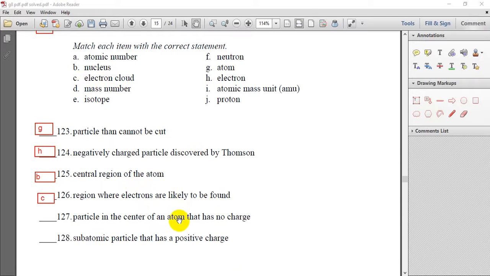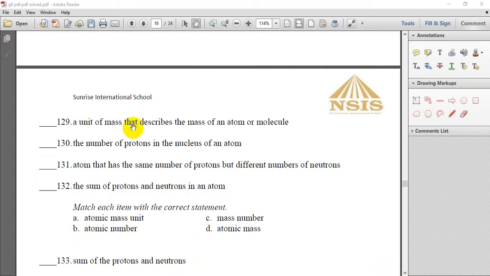Particle in the center of an atom that has no charge. A particle inside the nucleus that doesn't have charge, yes, neutron. Subatomic particle that has a positive charge, something inside the nucleus with a positive charge, yes, proton. G. A unit of mass that describes the mass of an atom or molecule. The unit we use to measure the mass of an atom, because it's very small, is called AMU, or atomic mass unit. Letter I.